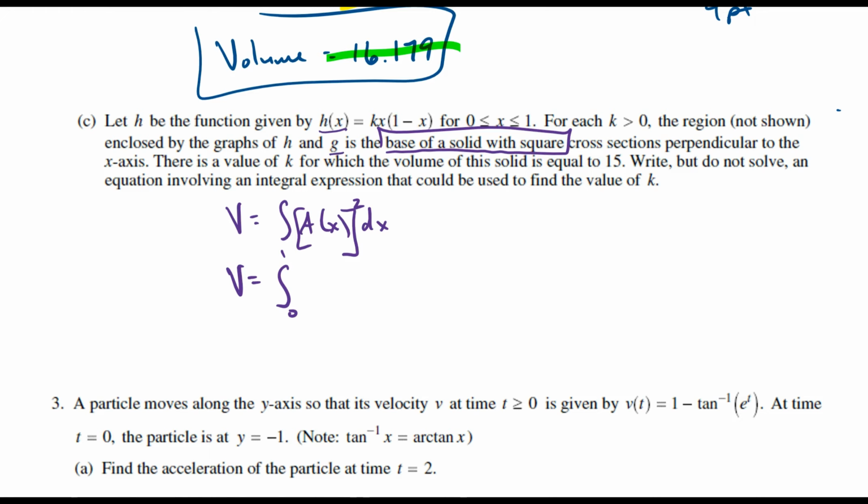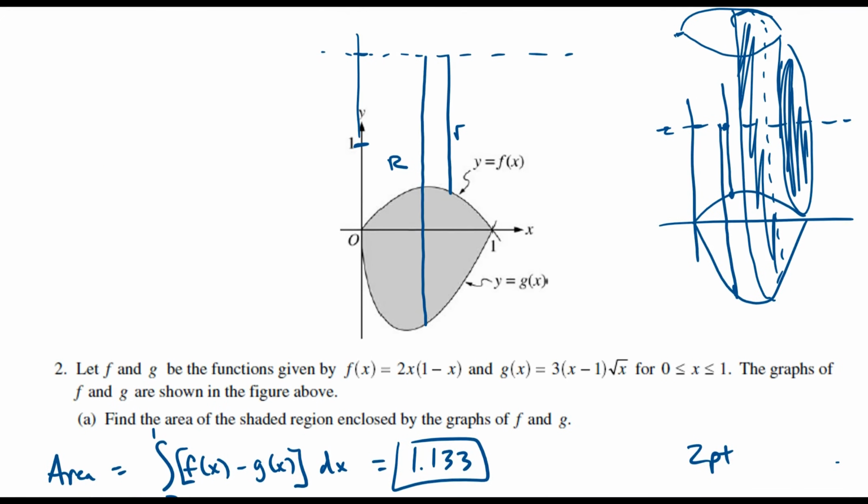So if we picture, we have g already on here, so this is g. And then h is some other function, which we don't know. We just know it's kx times 1 minus x. So it's going to look similar to the f function, so maybe it looks like this. But the base is going to be whatever shape we get from that. So like whatever height that is, then we're going to extend that into the page and we get the square shape. Well, how do we get that height?